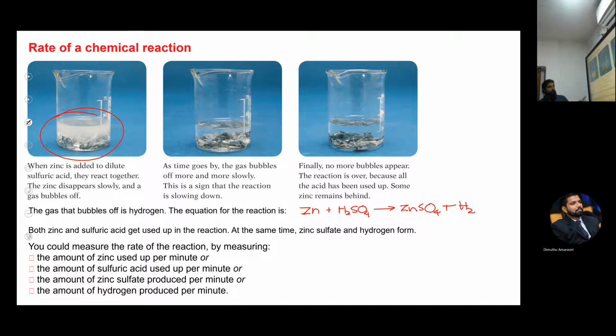We come to this point. Both zinc and sulfuric acid get used up in the reaction at the same time, and zinc sulfate and hydrogen form. So there are four methods of measurement. You can measure the amount of zinc used per minute, where amount of zinc means mass of zinc. Or you can measure the amount of sulfuric acid used up per minute. These are theoretical suggestions. You can measure the amount of zinc sulfate produced. You can measure the amount of hydrogen produced per minute.